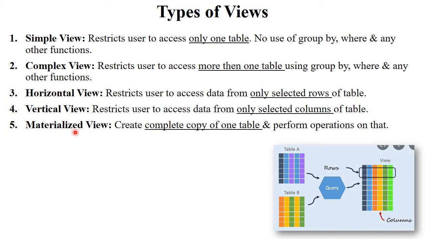And materialized view means it create a complete copy of one table. Suppose there is a one table, that is student table, stored in database. So this materialized view create a copy of that table as it is and perform the operations on that copied table. So this is called as materialized view. Next.